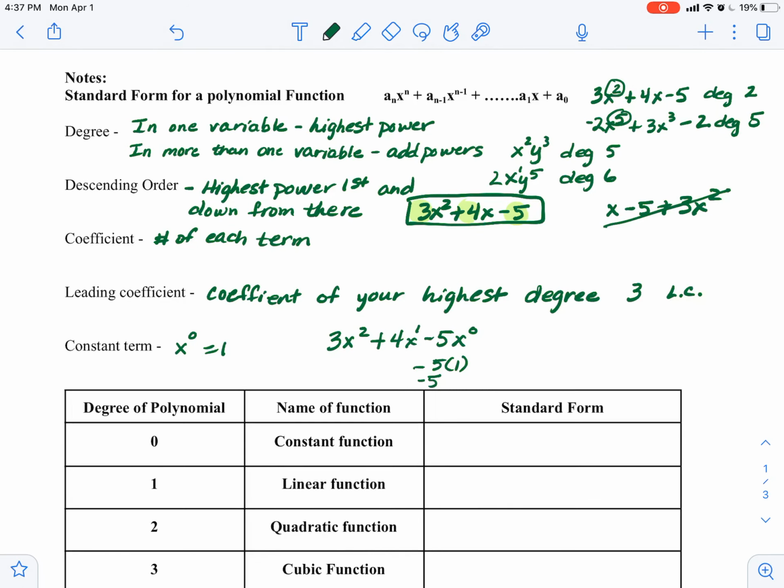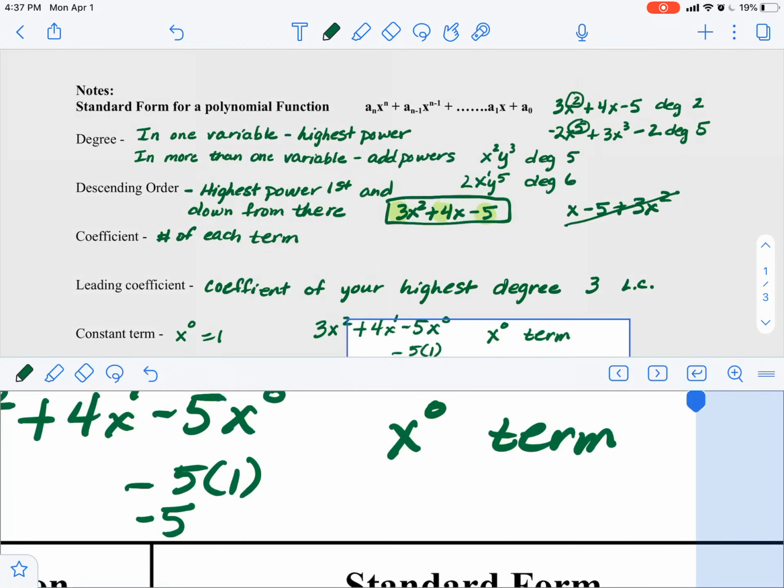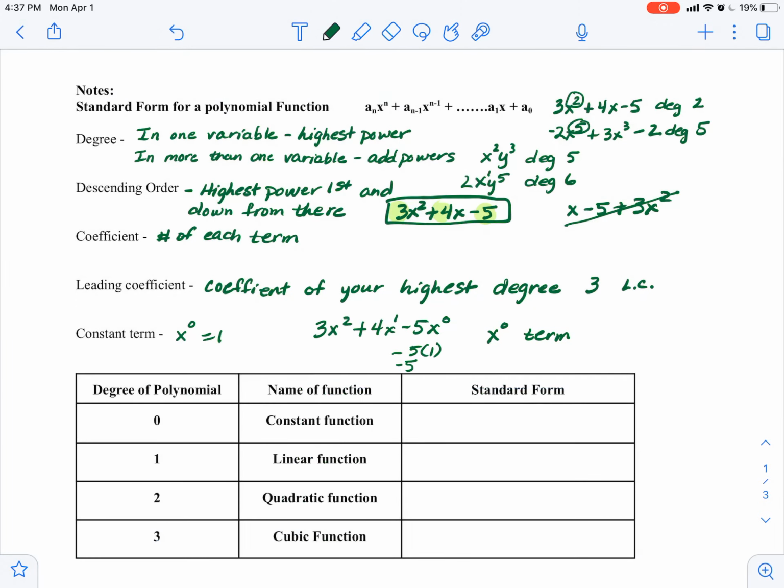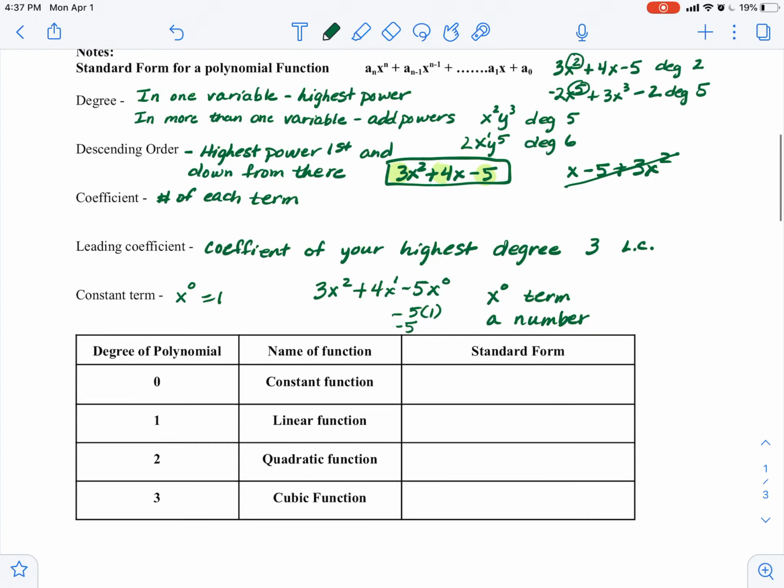It is your x to the 0 term, okay? So your x to the 0 term. Or again, it's just a number. Now, again, why do I need to know that? Because we'll be talking about it here in a little bit when we start looking at our factors. Okay? So let's name a little bit here.